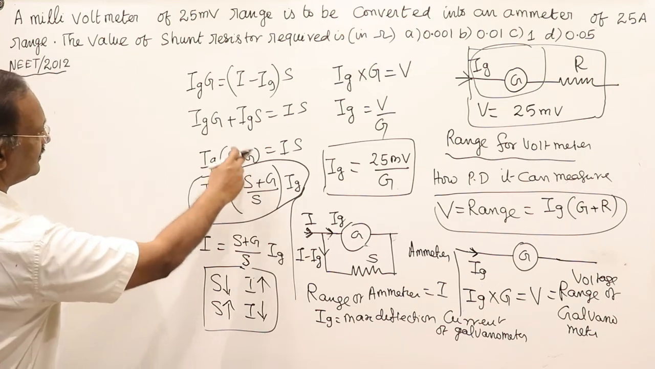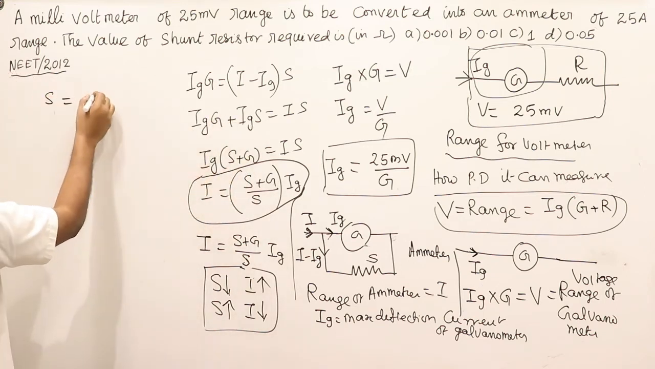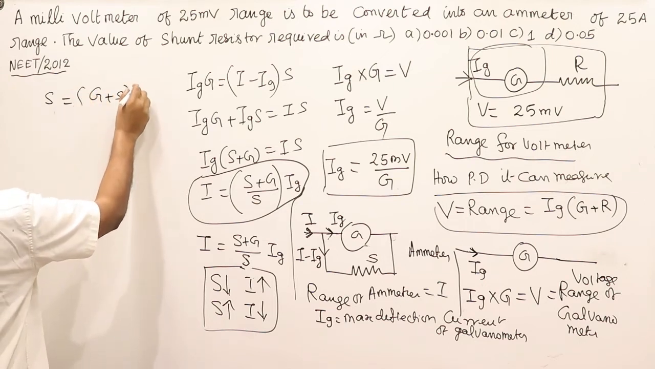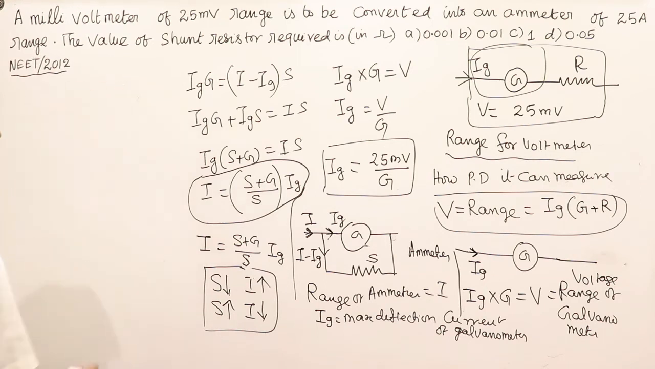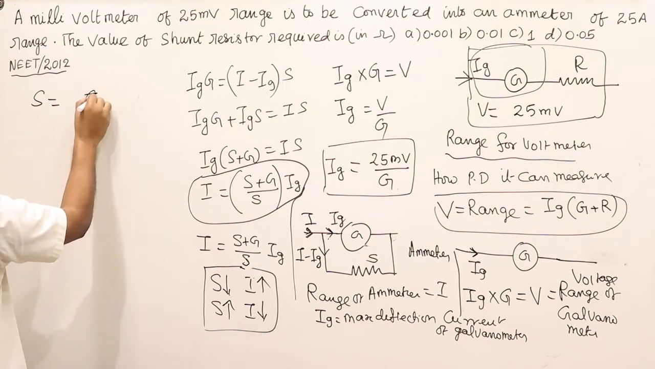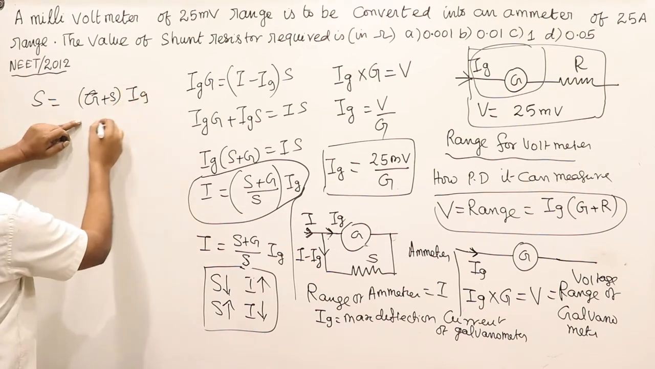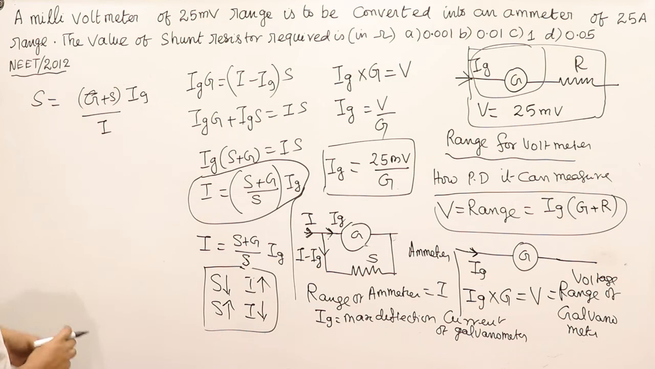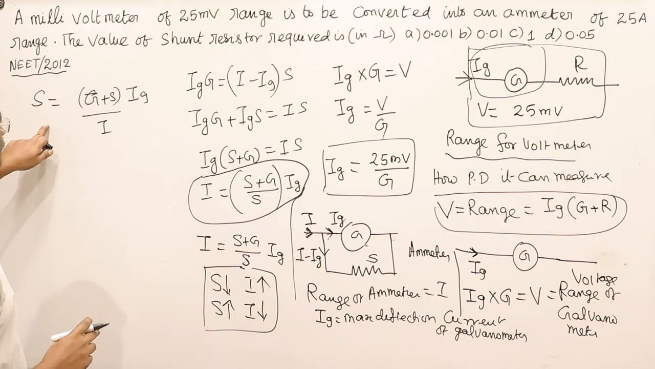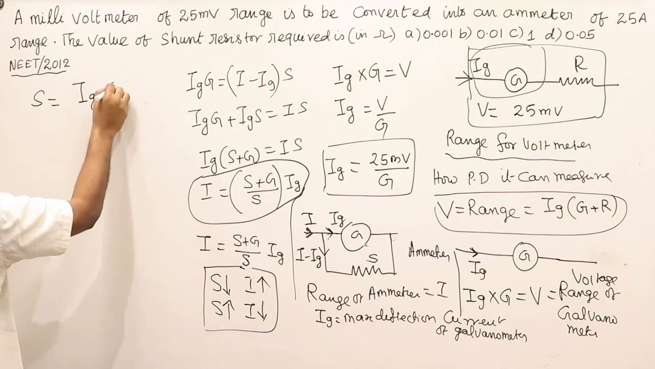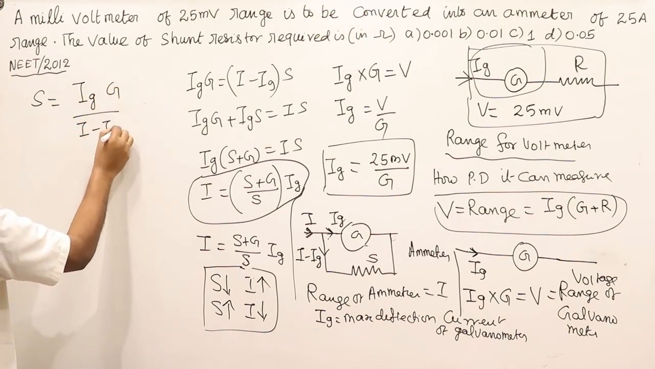Now we have to find the value of shunt required. So from here, we have to find the expression of the shunt resistance. S is equal to G plus S into Ig divided by I. This is the expression for the shunt resistance. For the shunt resistance, S is equal to Ig into G divided by I minus Ig.